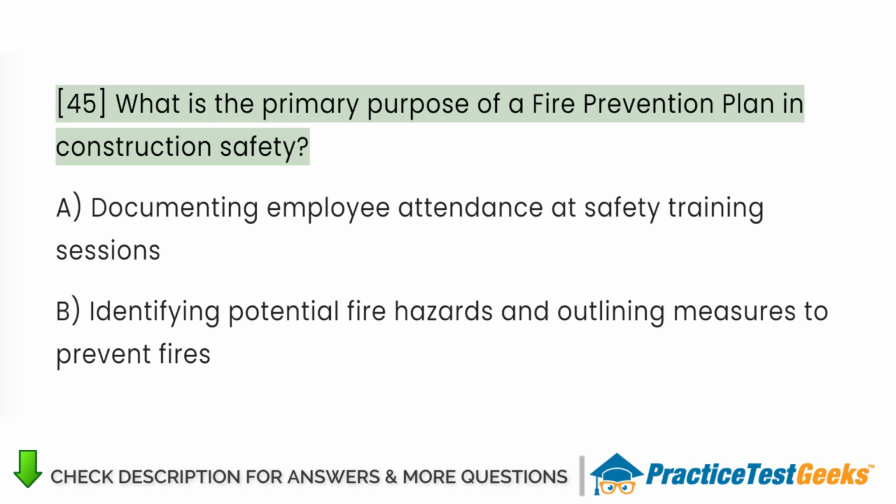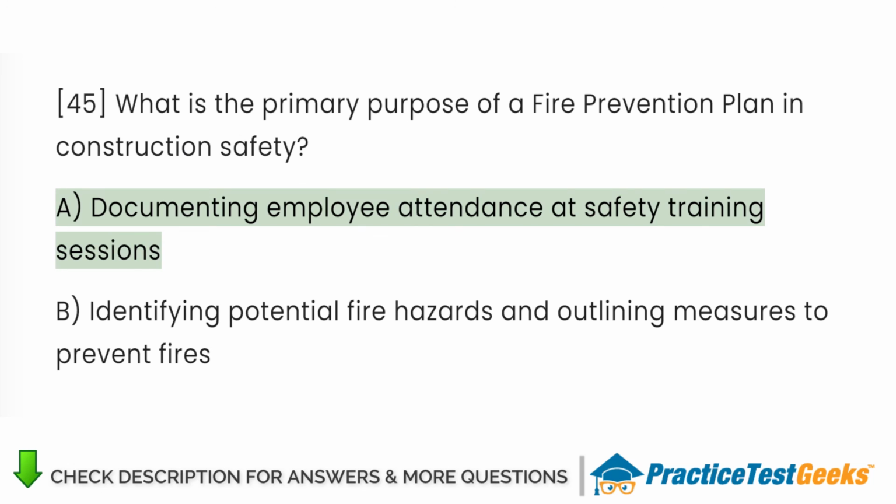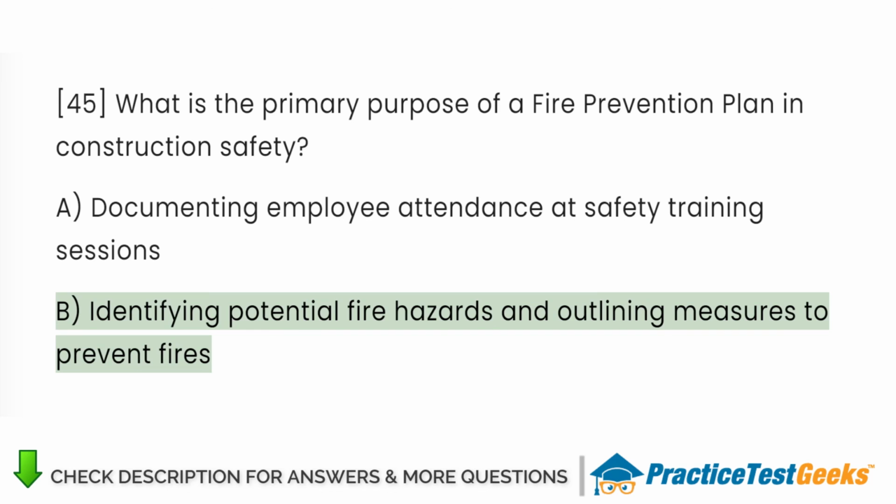What is the primary purpose of a fire prevention plan in construction safety? A. Documenting employee attendance at safety training sessions. B. Identifying potential fire hazards and outlining measures to prevent fires.